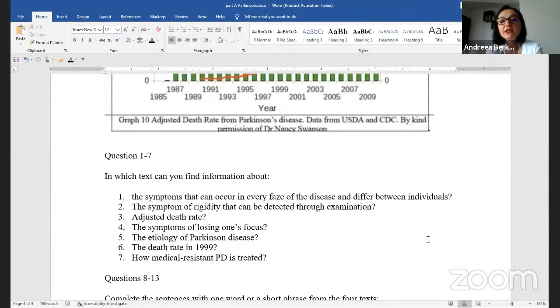But you have to find the symptoms that you will see in every phase of the disease, but they are different between individuals. They would not be exactly the same or very similar between individuals. So you have to look for symptoms, and now you also have to look for phase of the disease or every phase of the disease. That should be enough for you to get the location of the text. So I'm going to show you the text where you will find it, and I will ask you to scan.